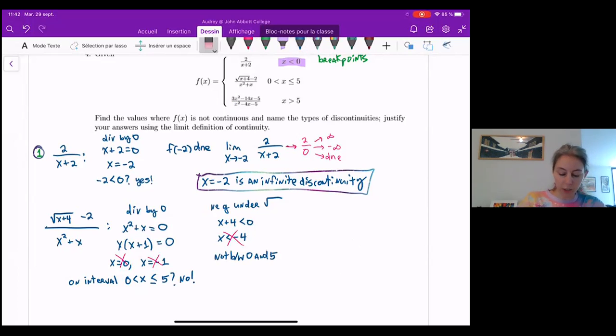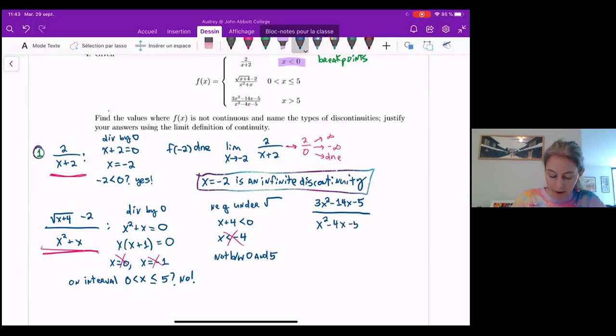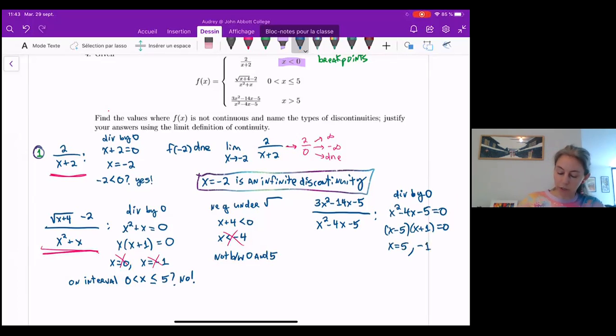Okay, so this brings us to our third function. So we had our first function, our second function, and our third function I'm going to do over here: 3x squared minus 14x minus 5 over x squared minus 4x minus 5. And again, I'm checking for division by 0. I don't have anything else to check for here. So x squared minus 4x minus 5 is equal to 0. I need to factor this thing. So I get x minus 5 times x plus 1 is equal to 0, which gives me x equals 5 and x is equal to negative 1.